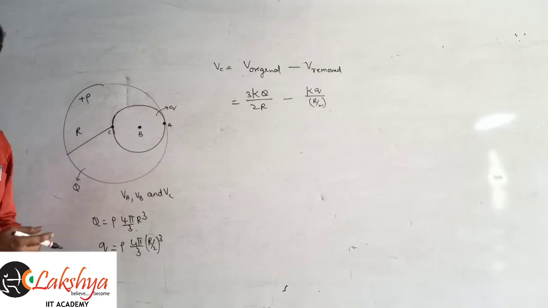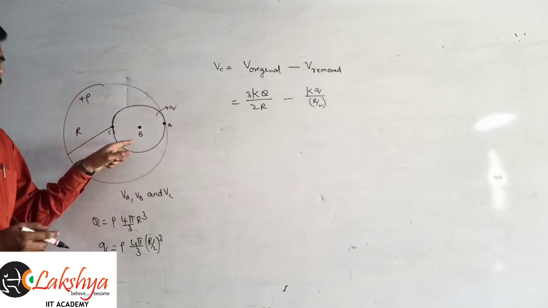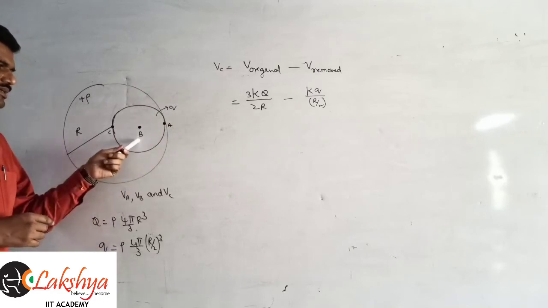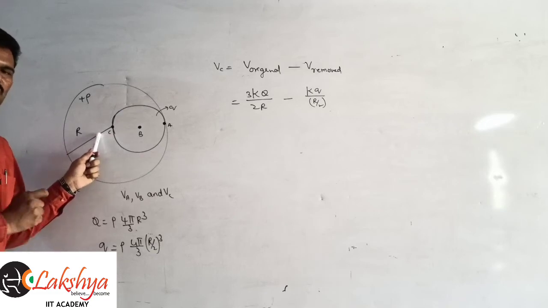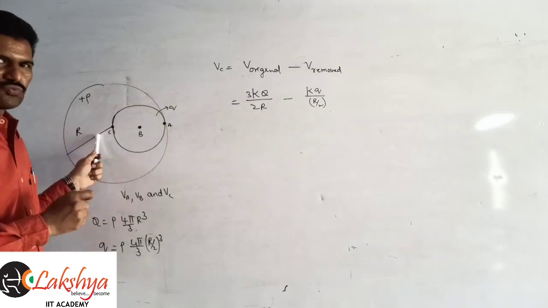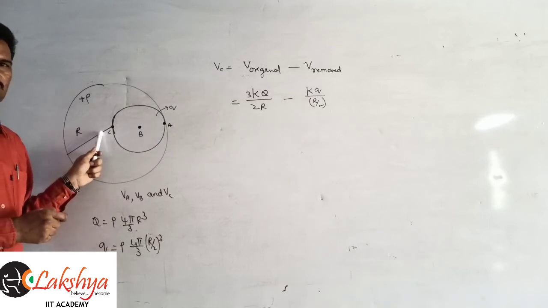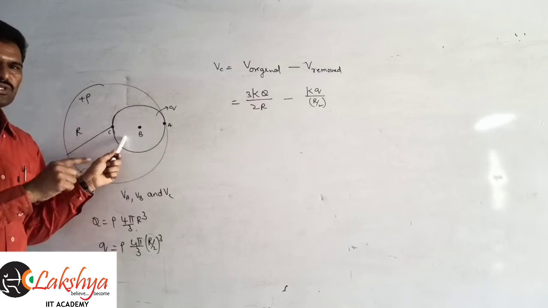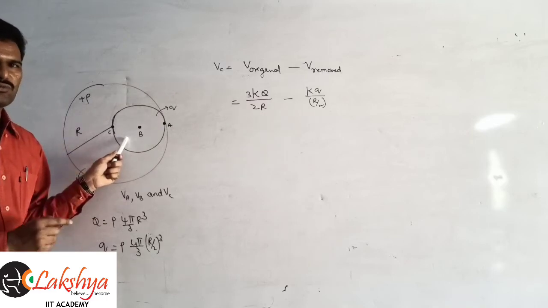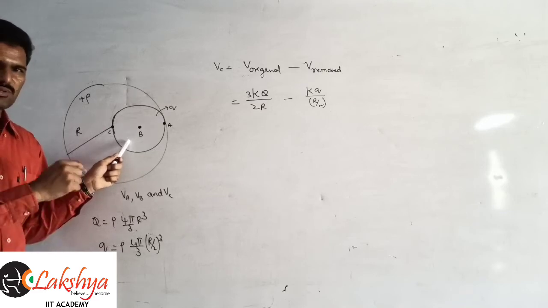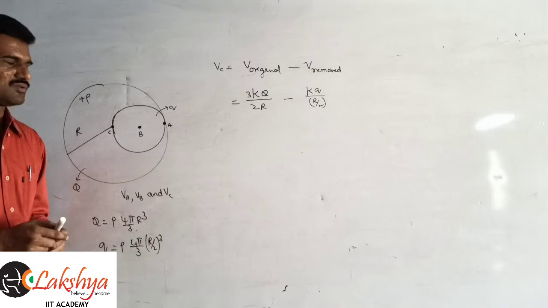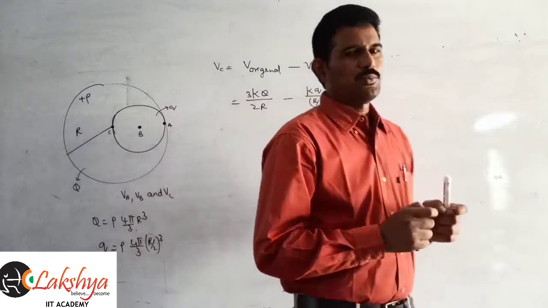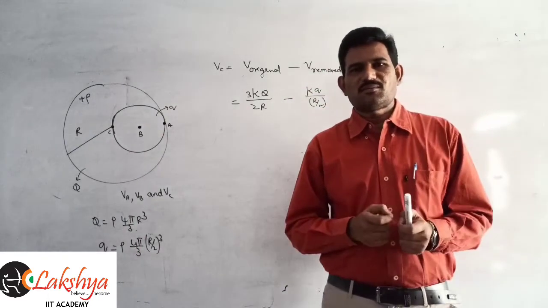The same process we need to write for point B and point A also. For point B, with respect to the original sphere, it is at a distance of r by 2 from the center, so we write the potential inside the original sphere. And for the cavity, point B is the center, so we need 3kq by 2 into the cavity radius, which is r by 2. The same process applies for point A also. Got it? So the potential at that particular point is the potential due to the original sphere minus the potential due to the removed part.